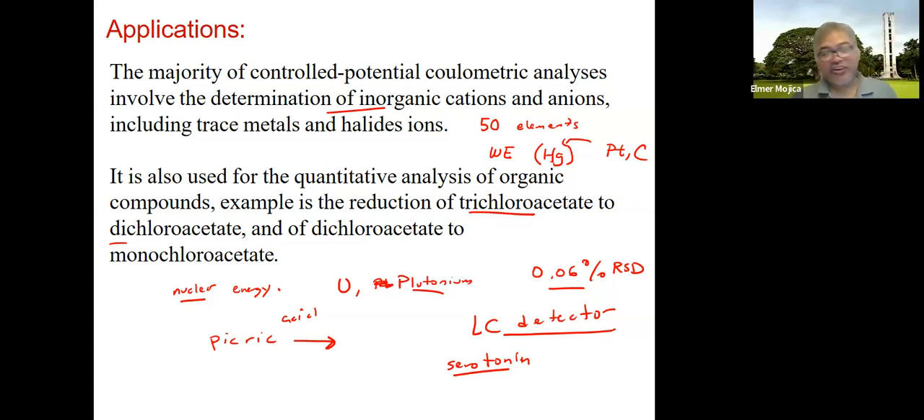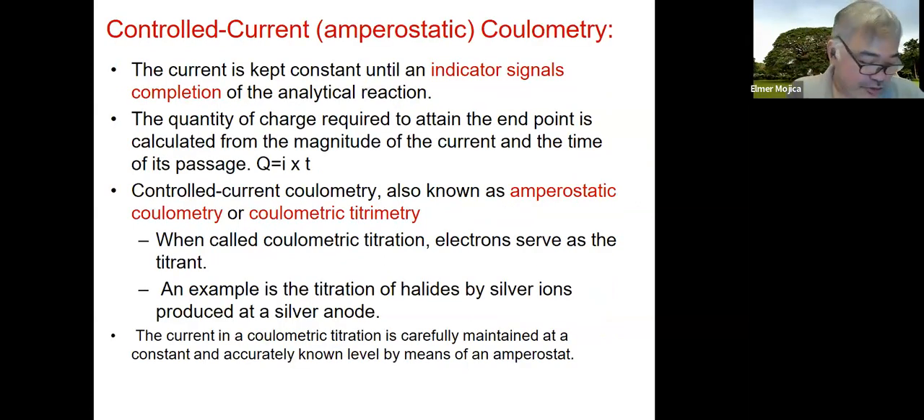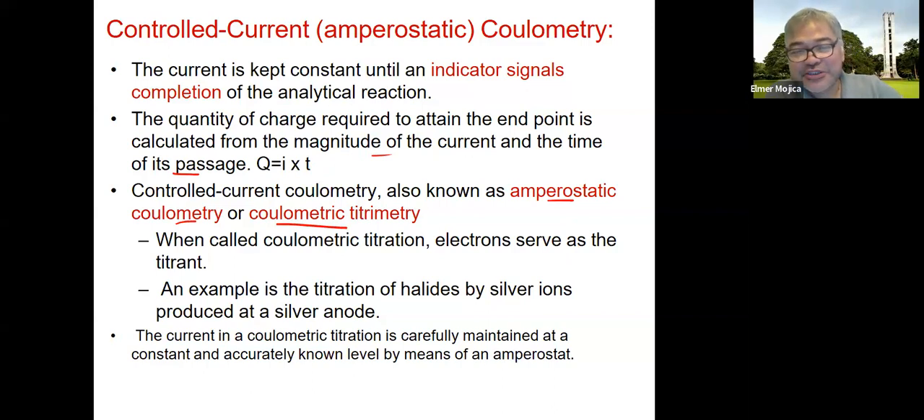So that is, we could say, the controlled potential coulometry. Now, in terms of the controlled current coulometry, that's the amperostatic. The principle behind this is the current is kept constant until an indicator signals completion of an analytical reaction. The quantity of charge required to attain the endpoint is calculated from the magnitude of the current and the time of its passage, like Q equals current times time. So it's known as amperostatic coulometry or coulometric titrimetry. I only did this once when the instrument was still functional at York College.